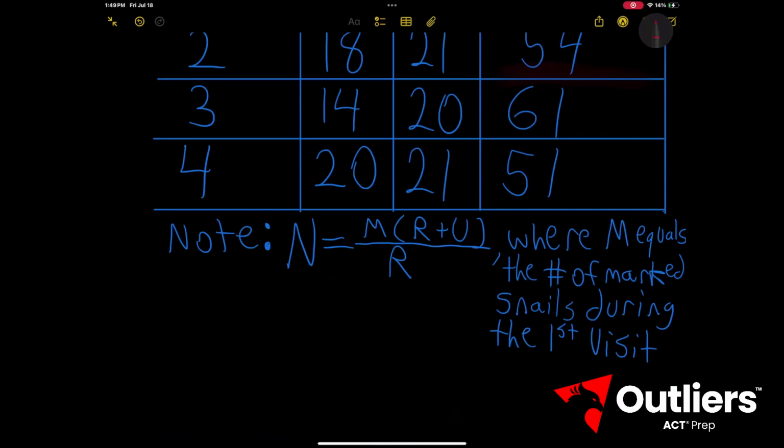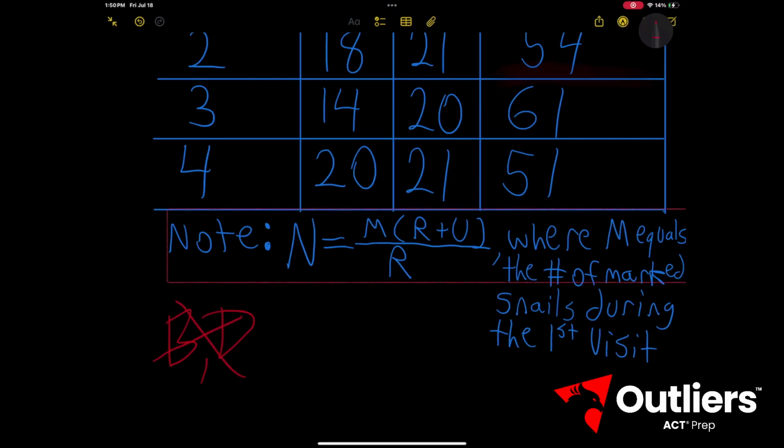The question now asks us to consider the possibility of nail polish wearing off on the snail shells, and wants us to think about how this would affect the number of marked snails and the estimated population size as a whole. So if the nail polish wore off, then this would obviously affect the number of marked snails. So B and D can be eliminated.